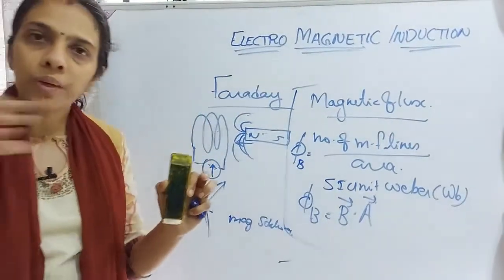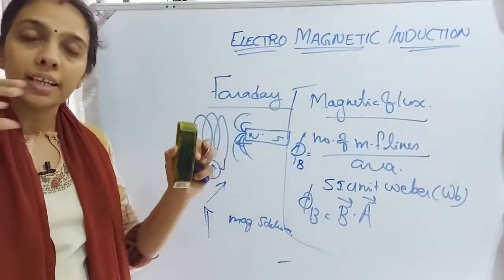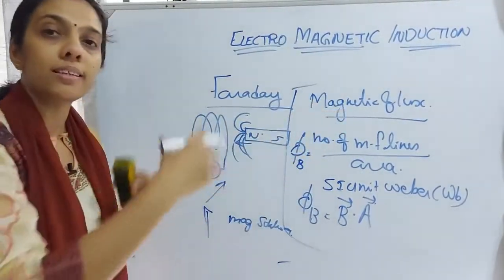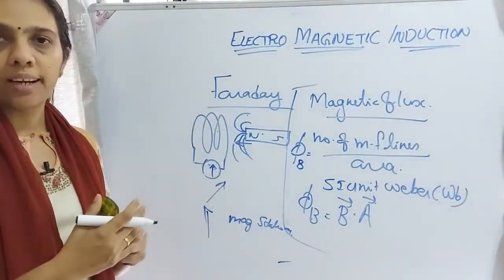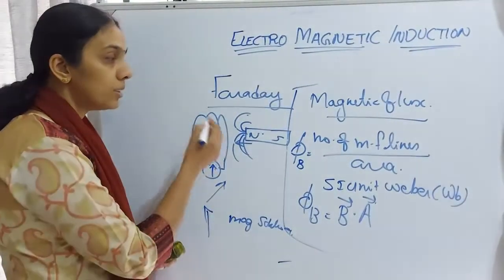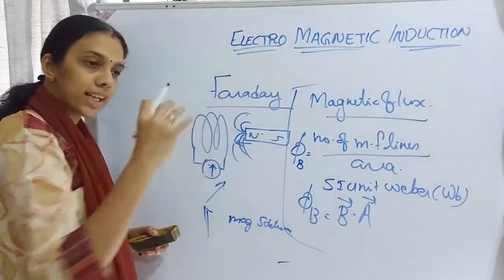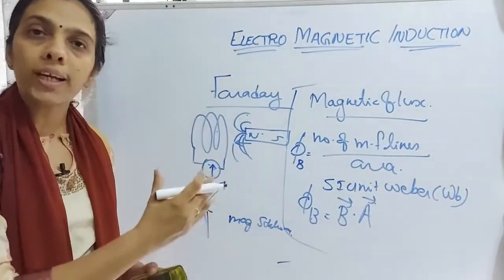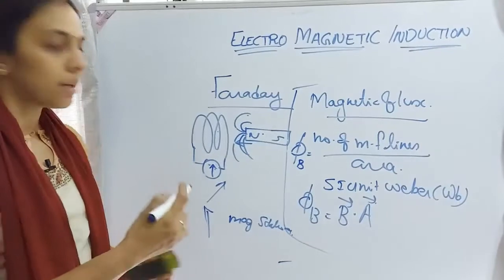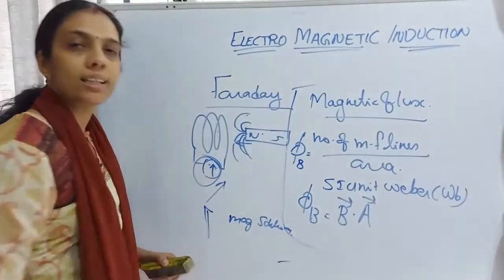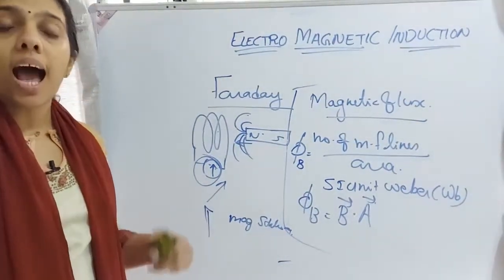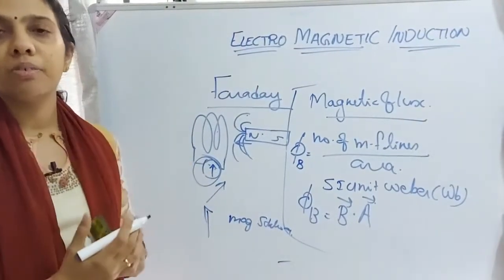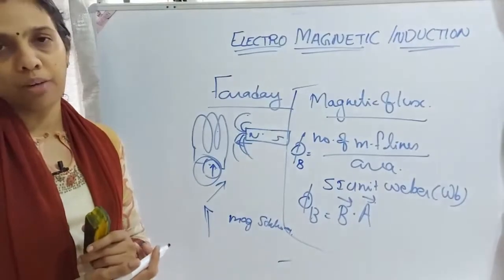So when we are moving it in and out, what will happen? The number of magnetic field lines entering the system and leaving the system is continuously changing, right? So when the number of magnetic field lines in the coil is changing, at that time a current will be induced in the circuit. Okay, and an EMF is induced in the circuit. That EMF is called induced EMF.